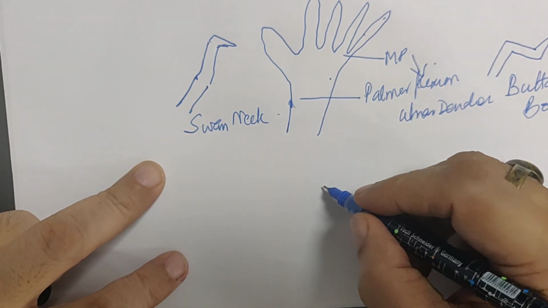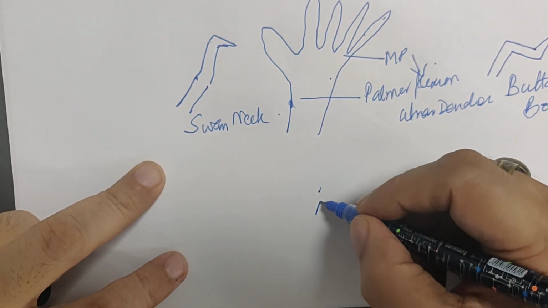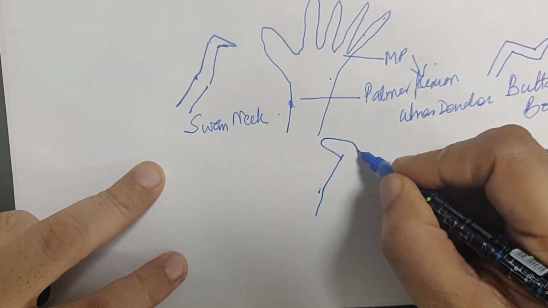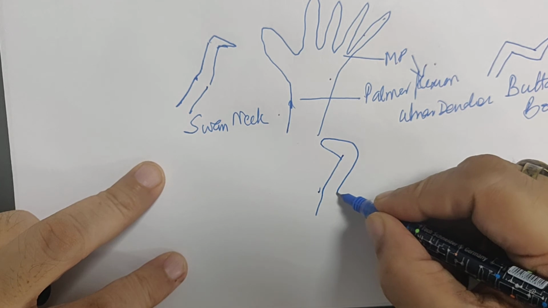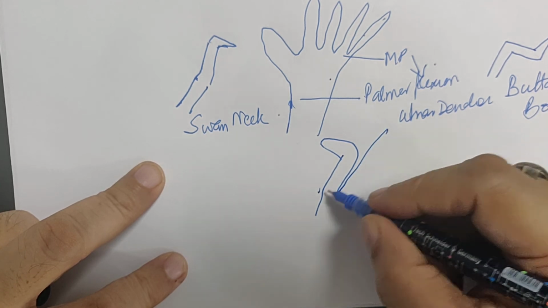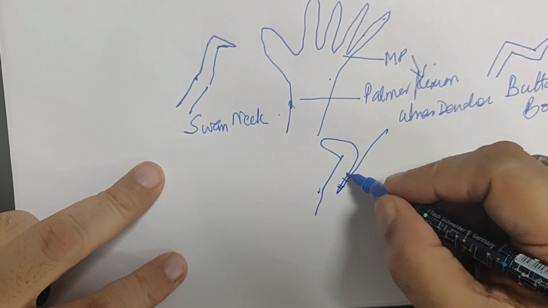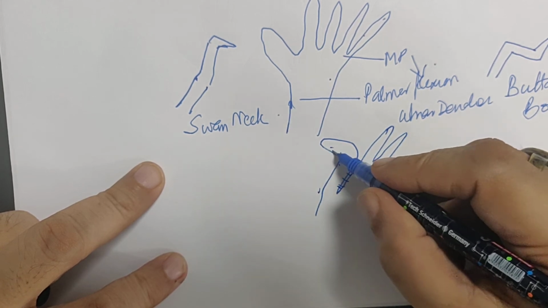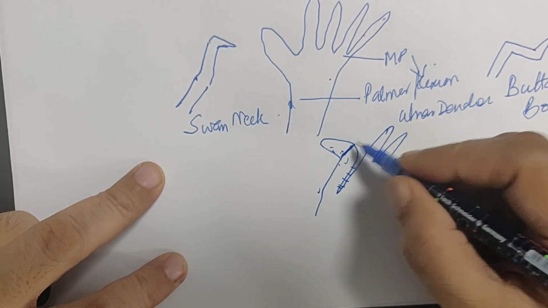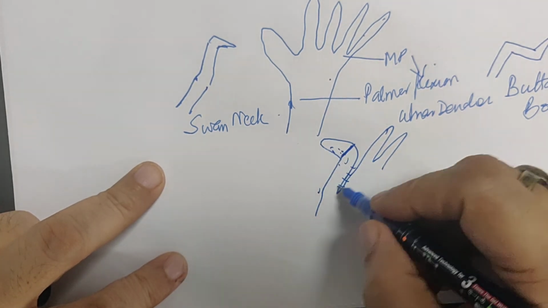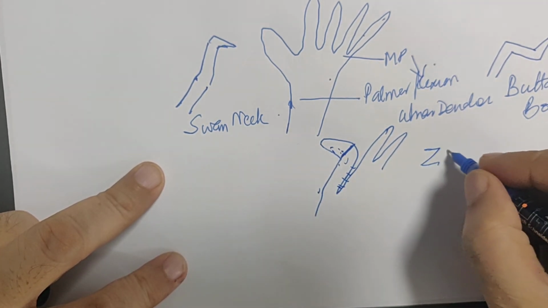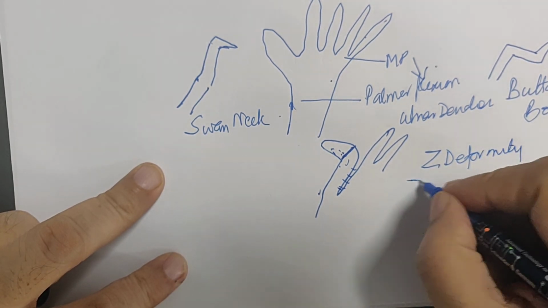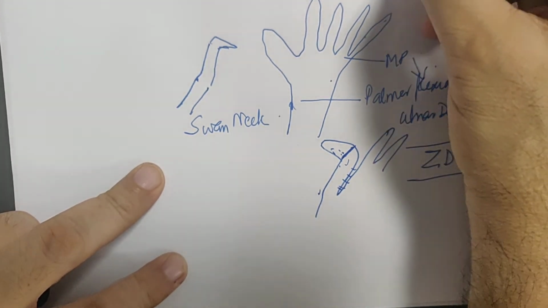And in the thumb, what you get is that the thumb is adducted and hyperextended at the interphalangeal joint. So this is called the Z deformity. So these are the deformities that are produced in the rheumatoid hand.